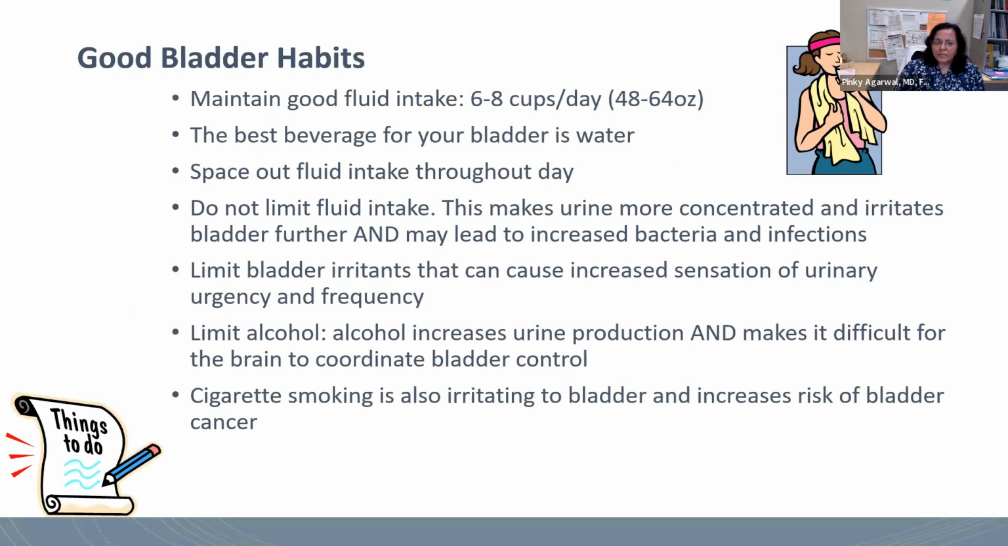The following are good bladder habits to keep in mind when trying to manage symptoms of urinary urge and frequency. The best beverage for your bladder is water. You want to maintain good fluid intake, and for most people, this is 6 to 8 cups per day, equal to 48 to 64 ounces. It's best to space out your fluid intake throughout the day rather than drinking large amounts at one time.